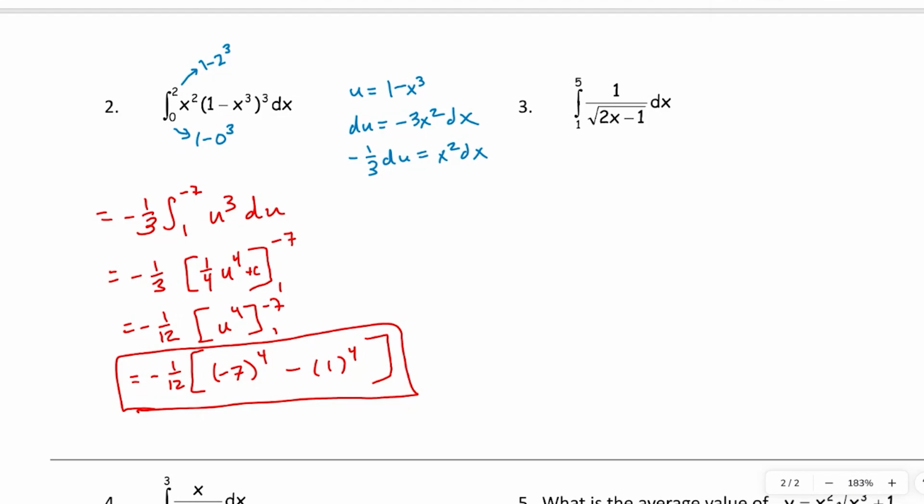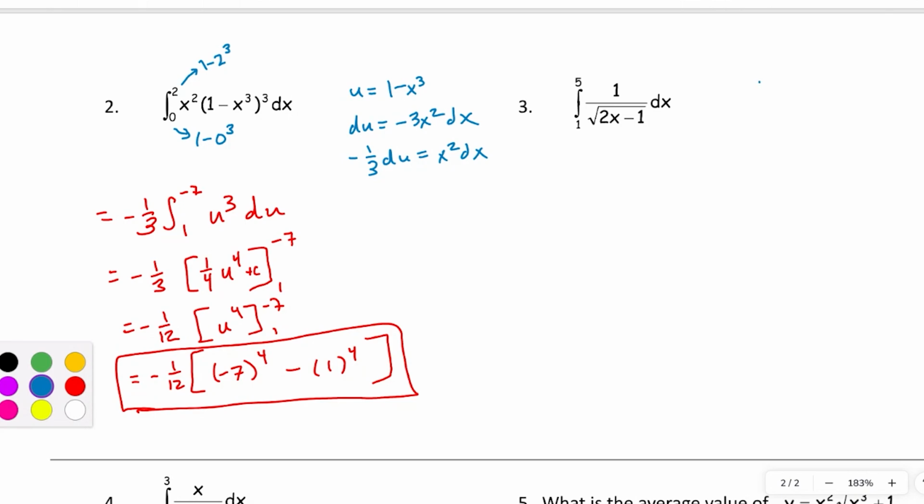So we would never plug back in the 100. It just stays. You don't have to go back and substitute. The reason you don't have to is because we're changing the boundaries. If we didn't change the boundaries, then we would have to go back and replace it, and you don't want to do that. All right, let's try the next one.